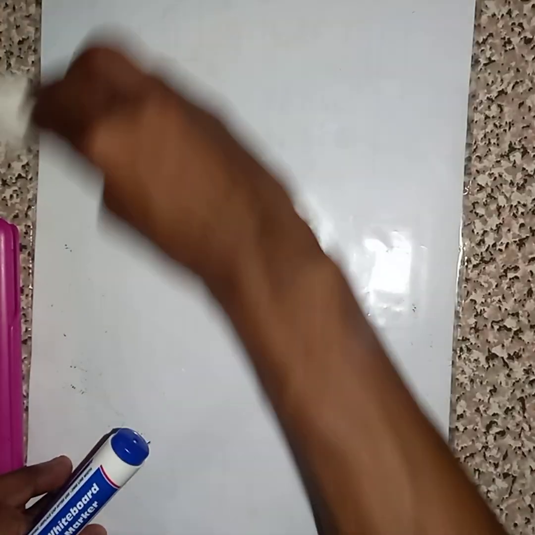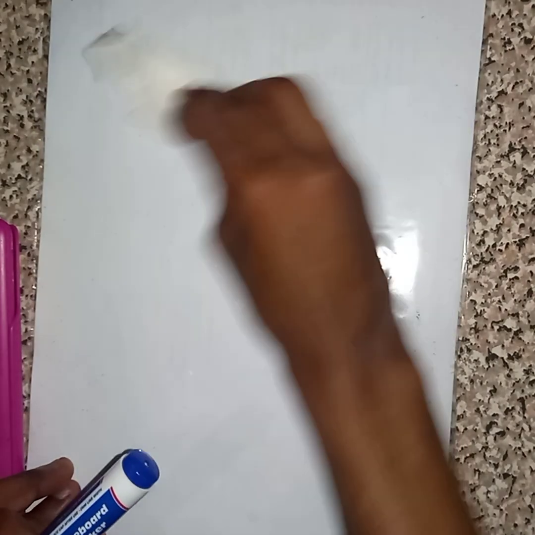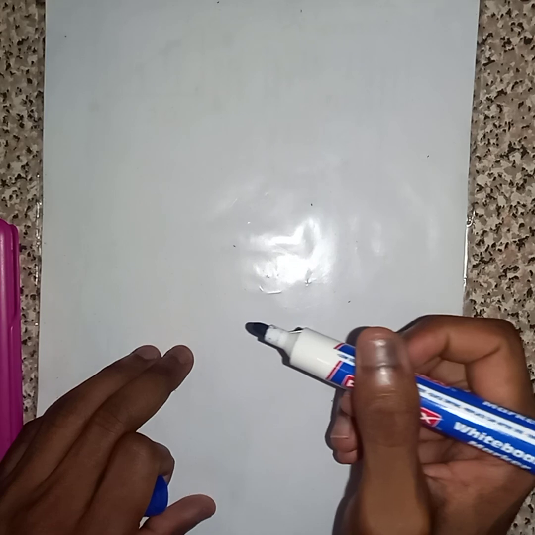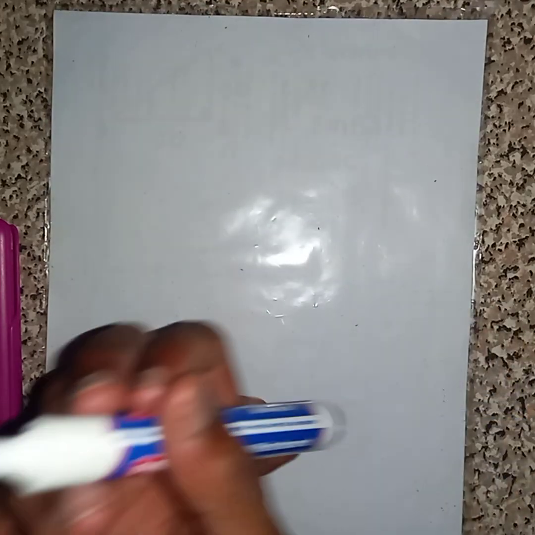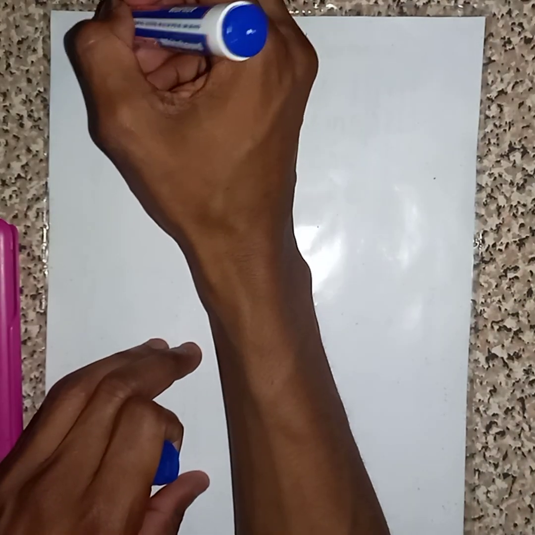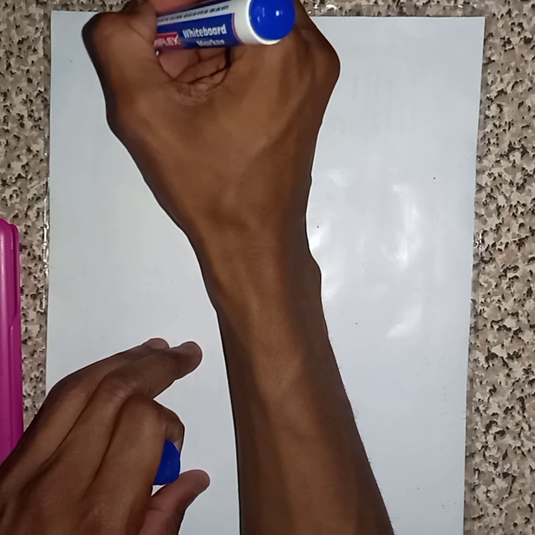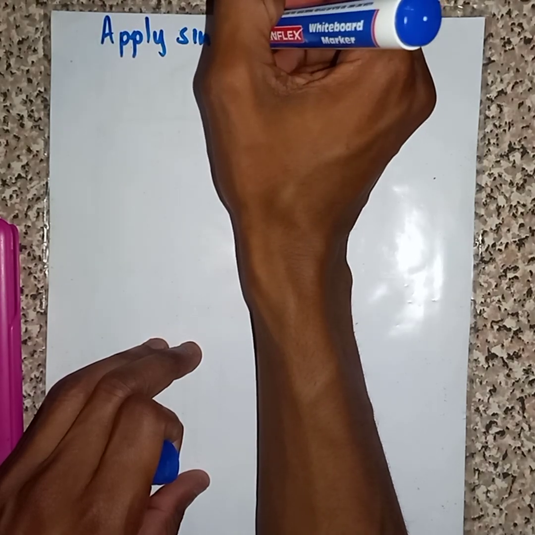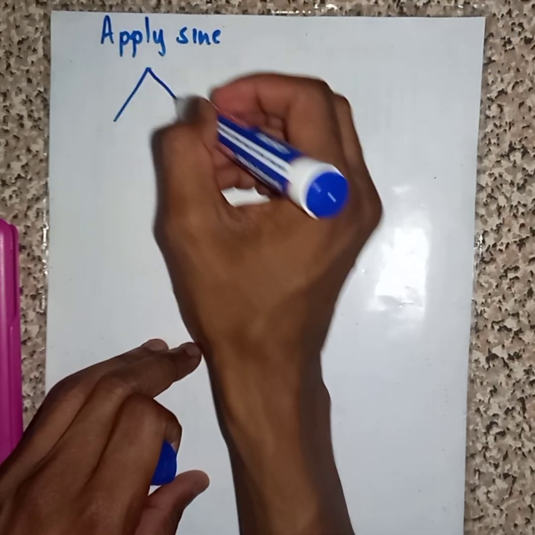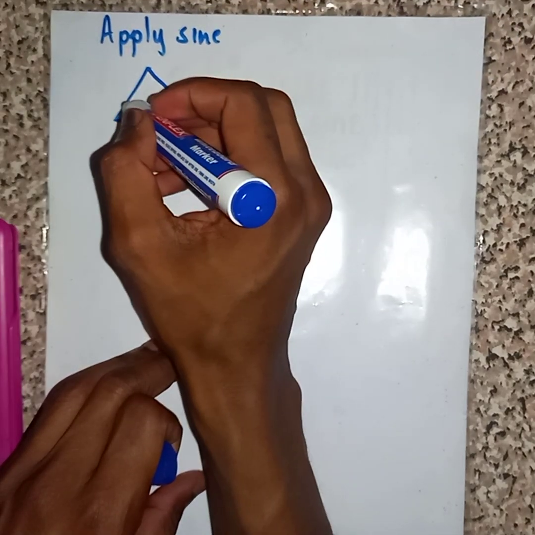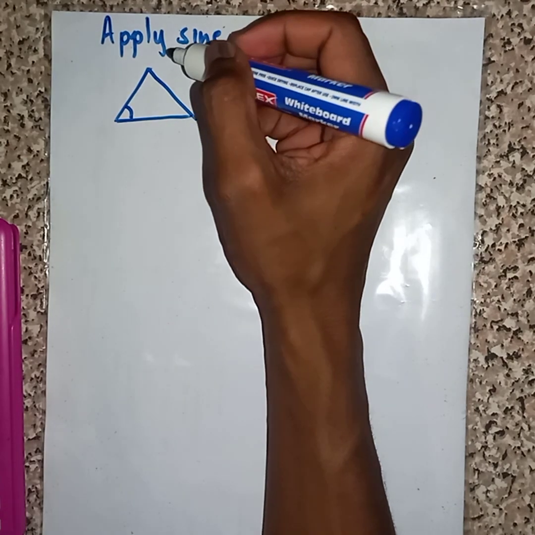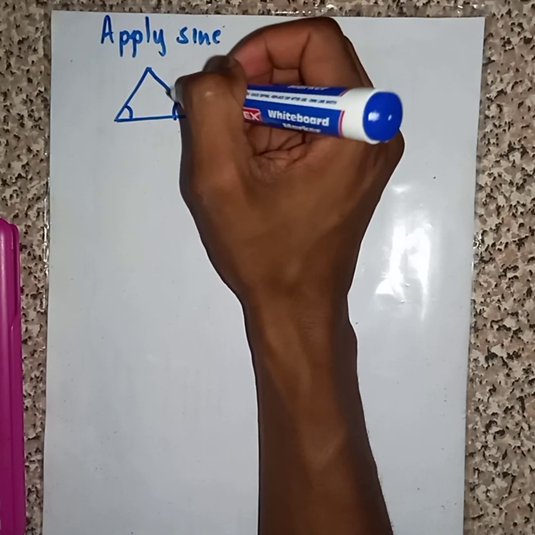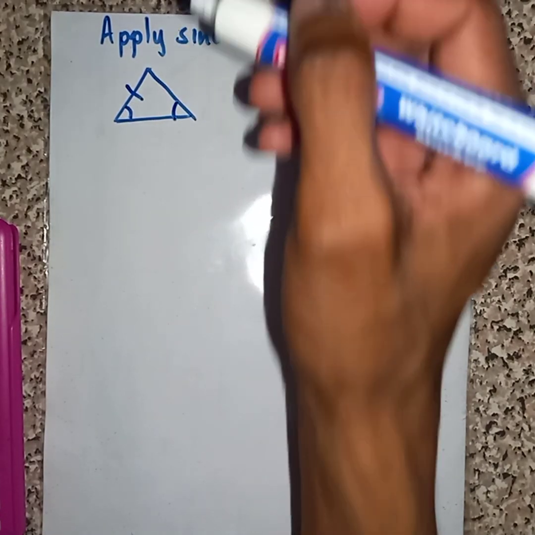Sine rule. How are we going to apply sine rule? We only apply sine rule if, let's say, in a triangle you have an angle, another angle, plus sides.